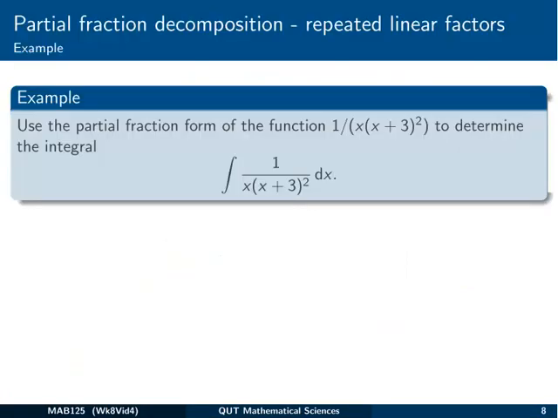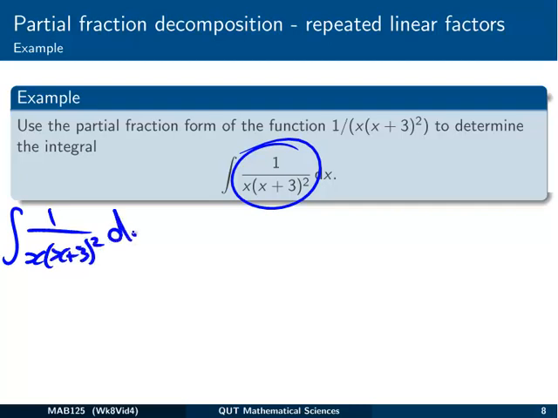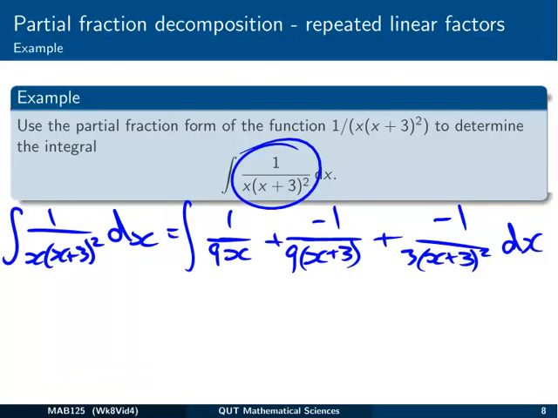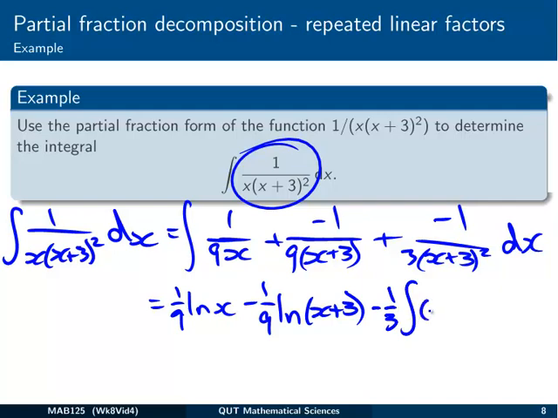So let's see again, why did we do that? Well, remember, it's to try to integrate things that we can't figure out how to integrate otherwise, fractions or rational functions like this. So here we're going to integrate that function we've just decomposed. So we have the integral of 1 on x times x plus 3 all squared dx. Okay, and that's going to be equal to the integral of this function. And so there we have 1 on 9 times log of x, not plus, minus 1 on 9 log of x plus 3. And then we're going to have to do a little substitution here. So we've got minus 1/3, the integral of x plus 3 to the minus 2 dx.